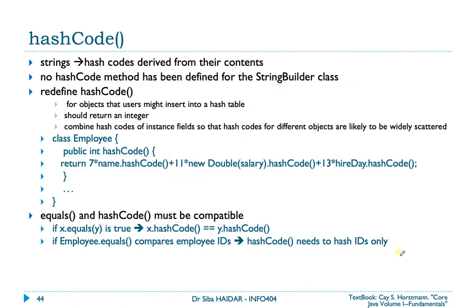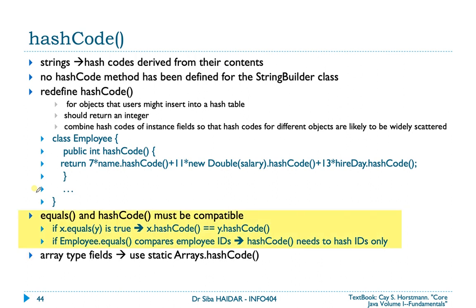Suppose Employee.equals compares only the employee ID, you must cancel all and put here the ID of the employee. If the equals compares only the salary, you must cancel all from the hashCode and leave only the salary. Whatever field is important to you inside equals that you compare, you must use here in the hashCode. This is very important.